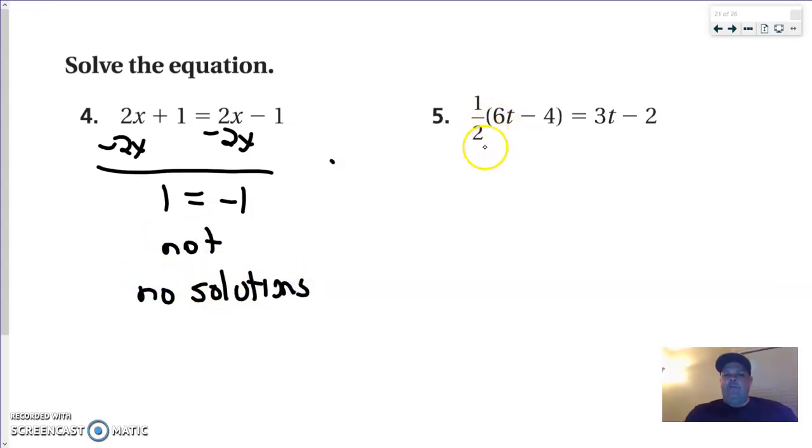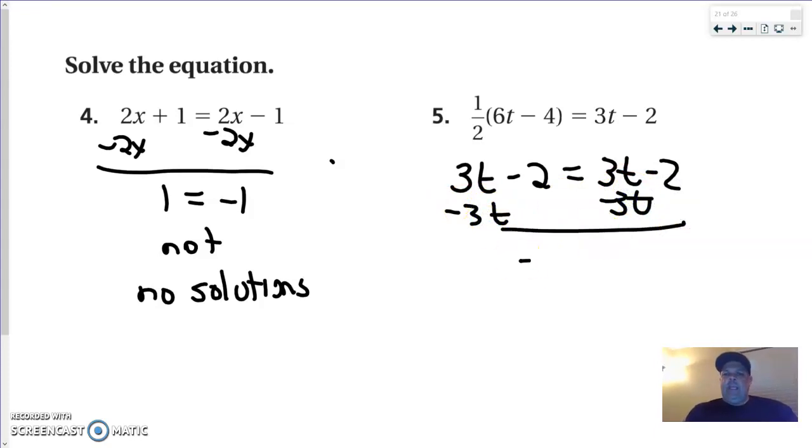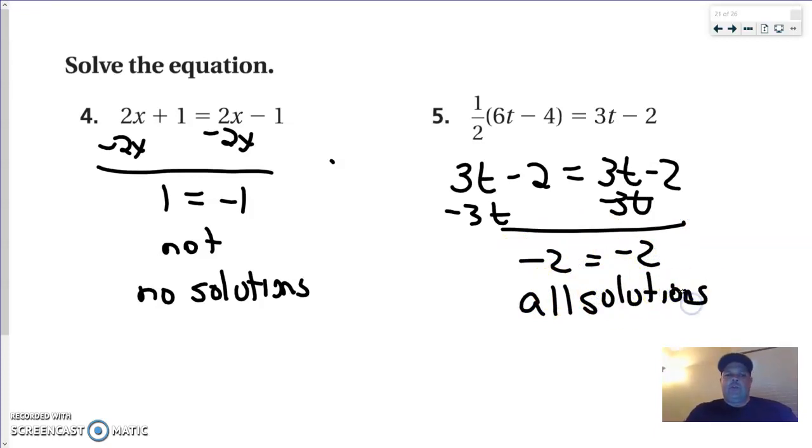On this side, half times 6t is 3t. Half of negative 4 is negative 2, equals 3t minus 2. These are identical. When we subtract 3t from both sides, we get negative 2 equals negative 2. All solutions are possible in this equation.